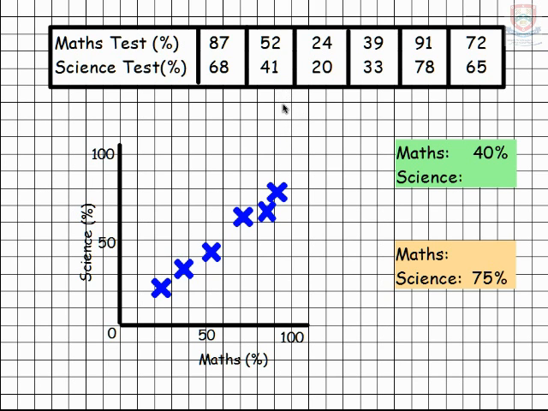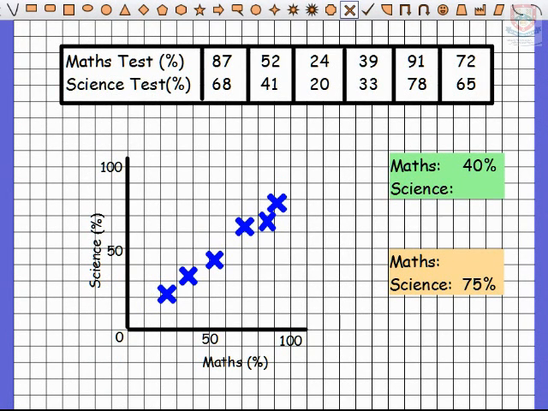Now we can see immediately that there is some sort of pattern here. The results are making quite a nice line, and that's what we're looking for when designing a scattergraph. What you should do once you finish plotting your points, if you can see a relationship between these points, is to draw a line that goes through them.